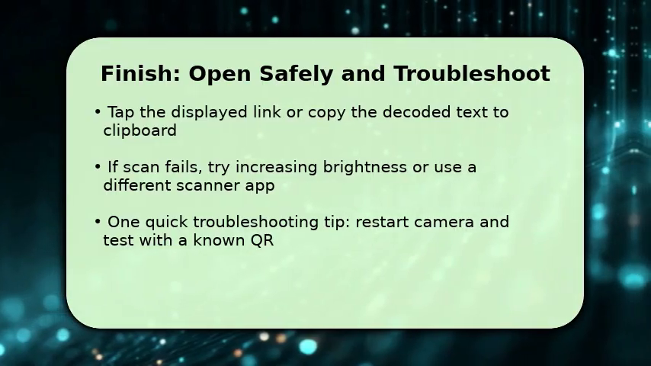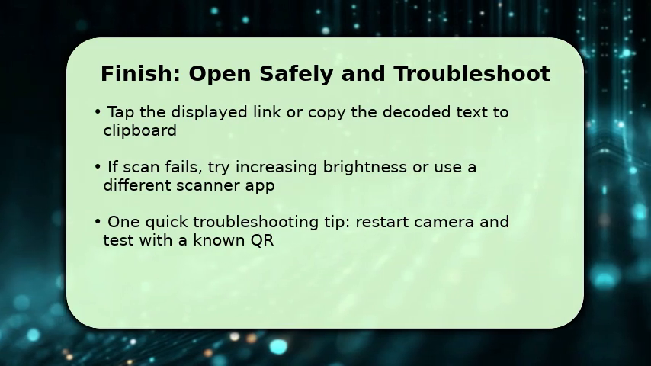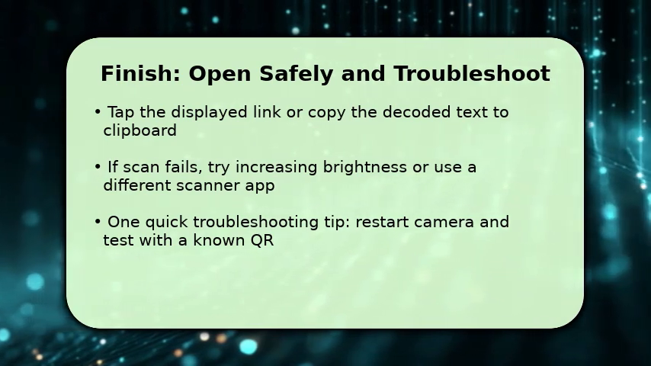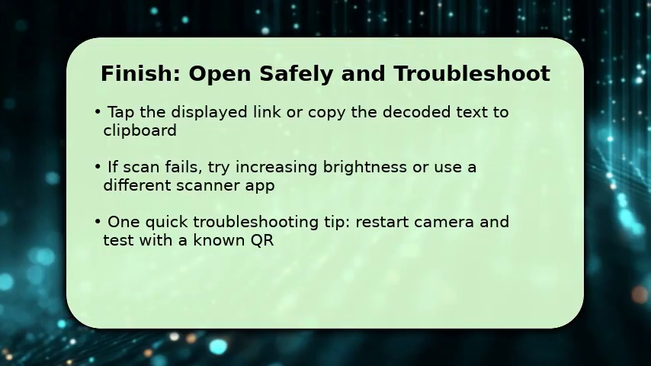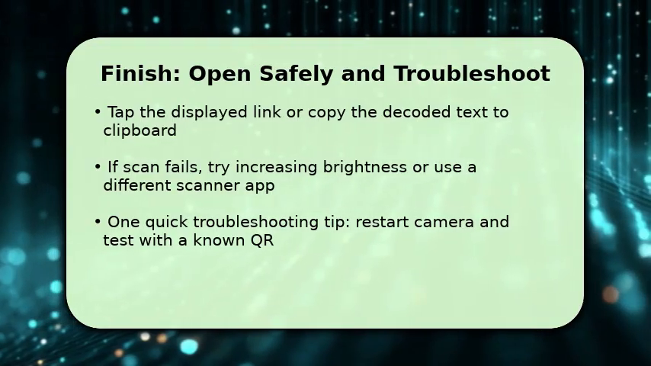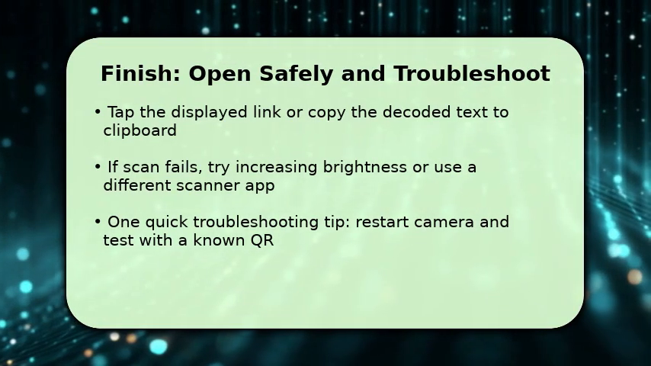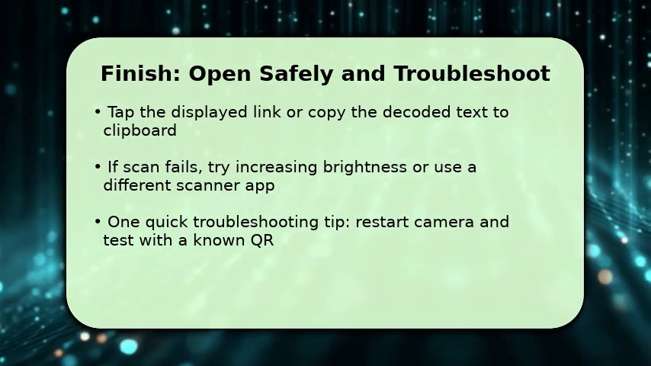If the code won't scan, make sure the lens is clean, increase room lighting, and move the camera slightly farther or closer. Small distance changes help focus. If problems persist, restart the camera app or install a trusted QR scanner from the Microsoft Store.